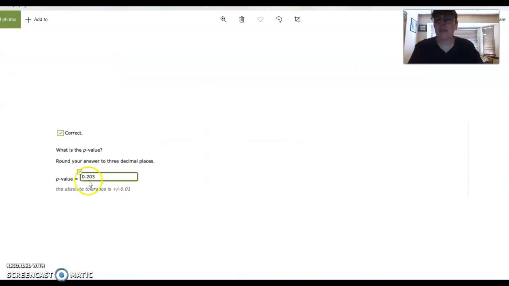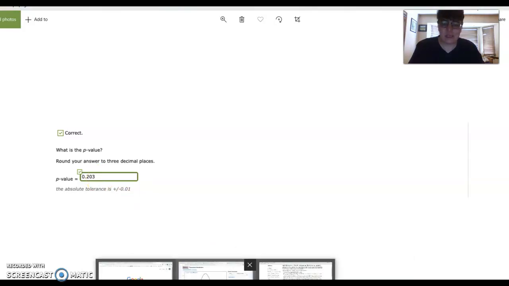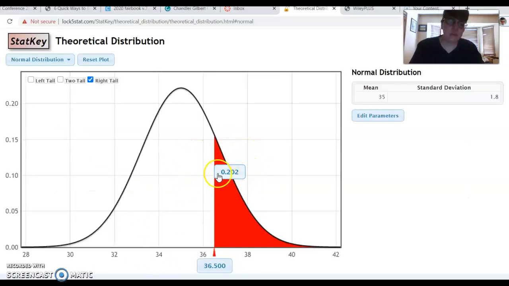Okay, so there's a slight rounding error there, but that's where the p-value comes from. See, it's 0.202 here, and you put in 0.203. So that's exactly where the p-value comes from.